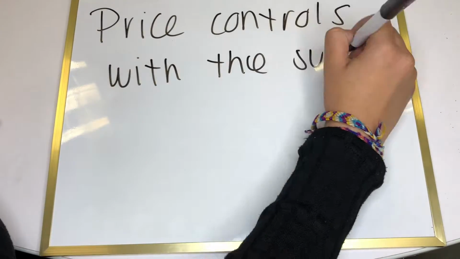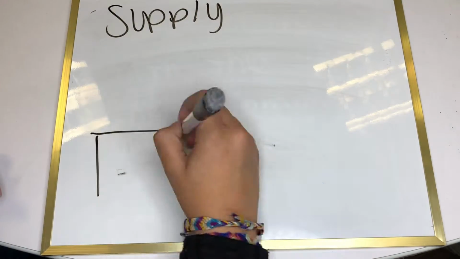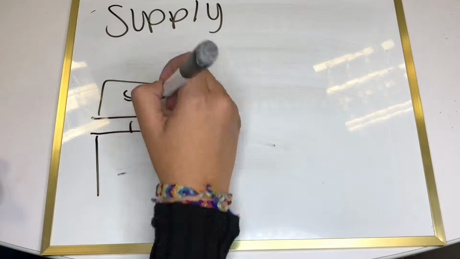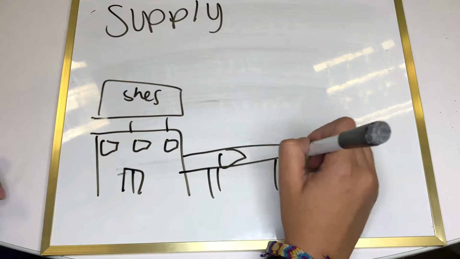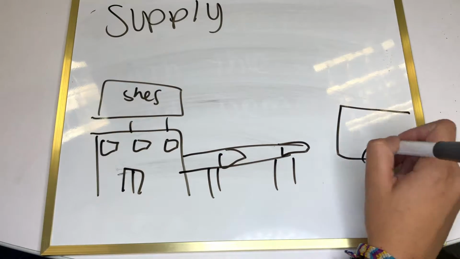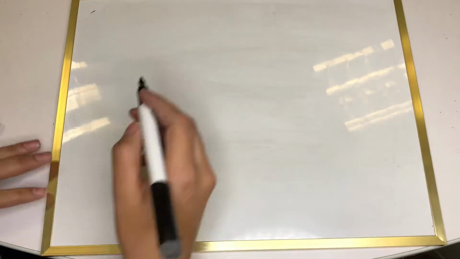In this video, we will review price controls for the supply and demand model. First off, what is supply? Supply is the total amount of a product, good, or service available for purchase at any specified price. Think of a shoe factory. There is a specific amount that is made based off of the demand required. Don't worry, we'll go over demand shortly.